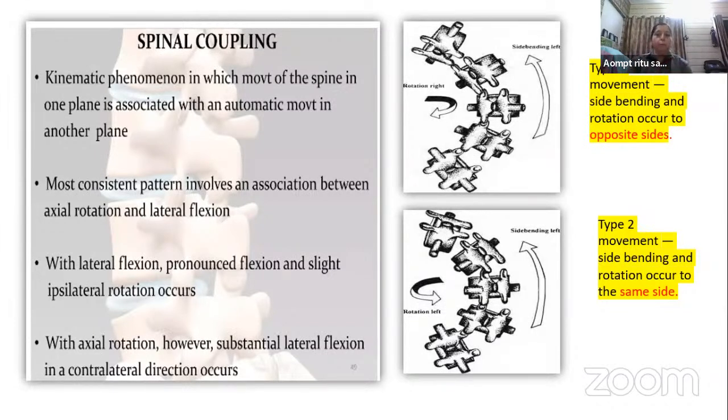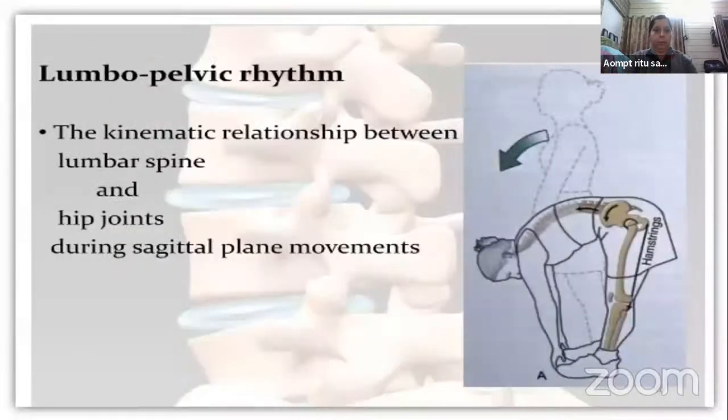Or in the type 2 movement, side bending and rotation occur on the same side. Like in this, you can see the rotation to the left and the side bending to the left. So this is the way we can understand the type 1 and type 2 movement. And this is the lumbopelvic rhythm.